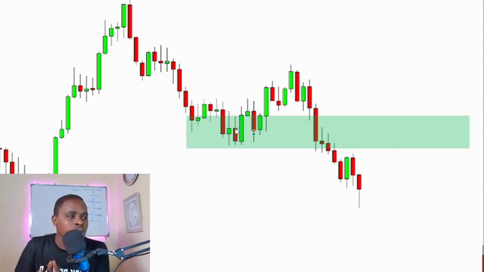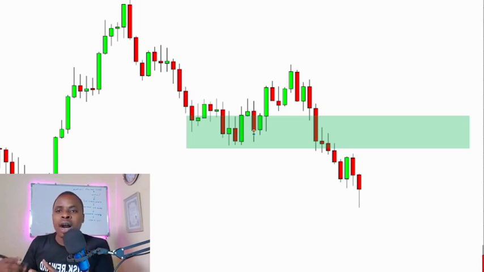So I mark these zones with big rectangles. Why? Because I like to just use the size of the candles at that zone, because the size of the candles at that zone is what determines how volatile was the market at that zone, how strong was the momentum of buyers and sellers at that zone. So that's why I use the size of the zones as the size of my rectangle.